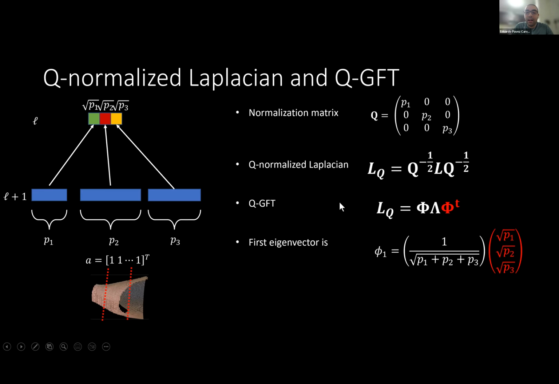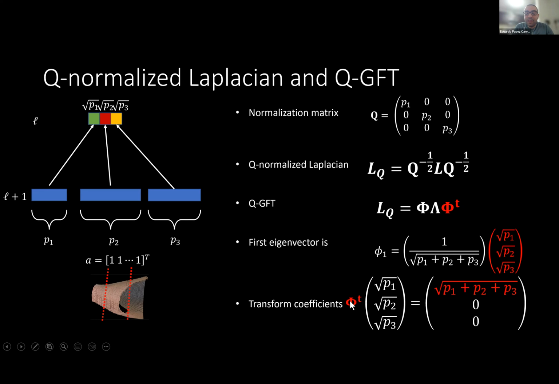An important feature of this QGFT is that the first eigenvector is now not a constant, but is proportional to the square root of the number of points of each block. Then when you do the inner product, or the transform, with this non-constant DC signal here, you basically don't have any high frequency leakage. All the high frequency coefficients are zero. So this has the behavior that we would expect, because it looks at this signal as a constant, okay?